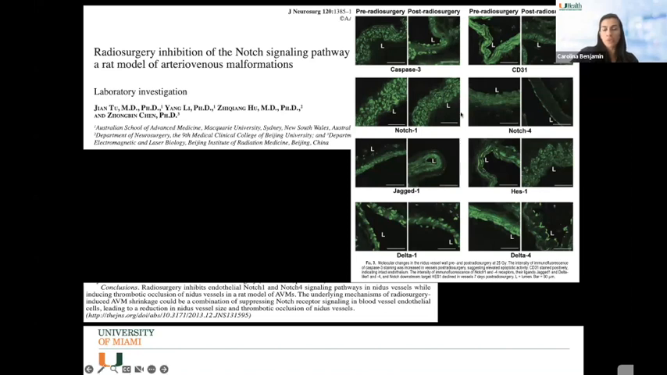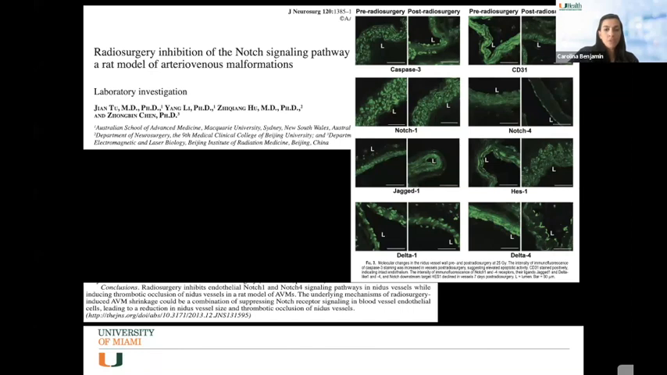This was just a study done in rats, but you see activation of the caspase, and you see an increase in the Notch signaling and some of the distal ligands such as jagged and delta. That increases post radiosurgery, and the thought is that it causes thrombotic occlusion of the nidus vessel as well as thickening of the vessels, and that way it shrinks the AVM over time. So that's the pathophysiology, what's happening on a biologic level.